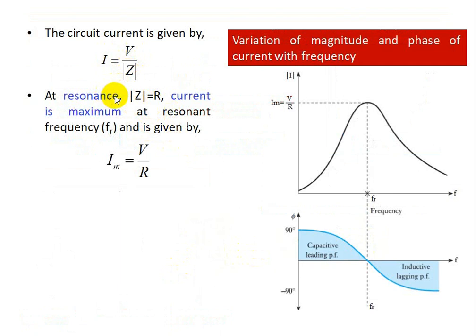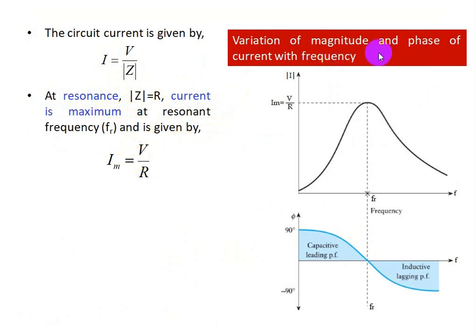So at resonance, the impedance becomes equal to R. Therefore, the maximum current will be flowing at resonant frequency because the impedance is minimum in the circuit only at resonance. So this current I am calling Im, which will be equal to V by R.